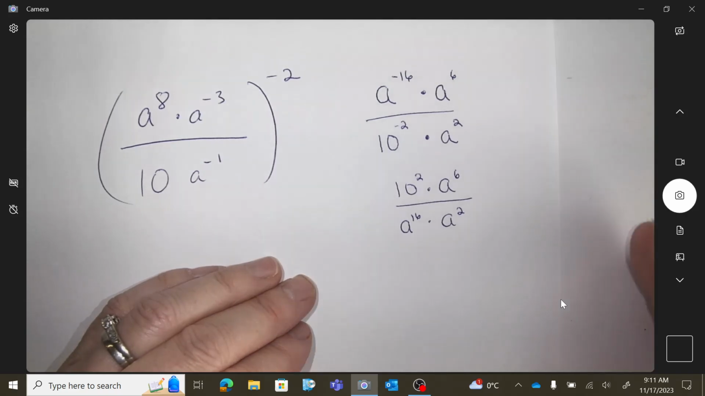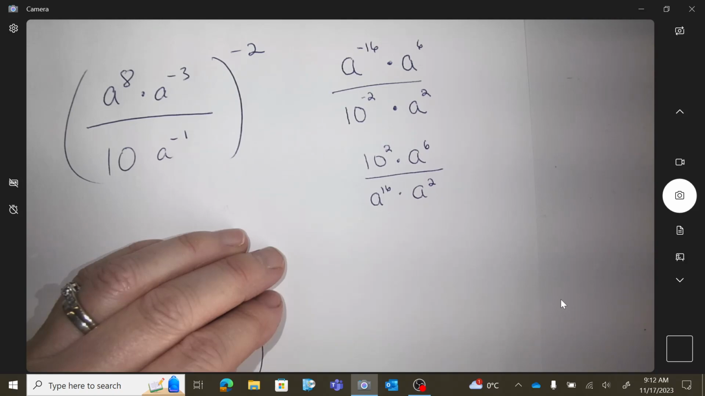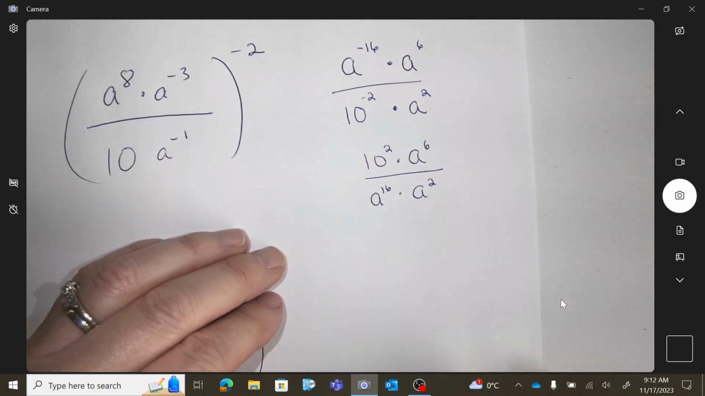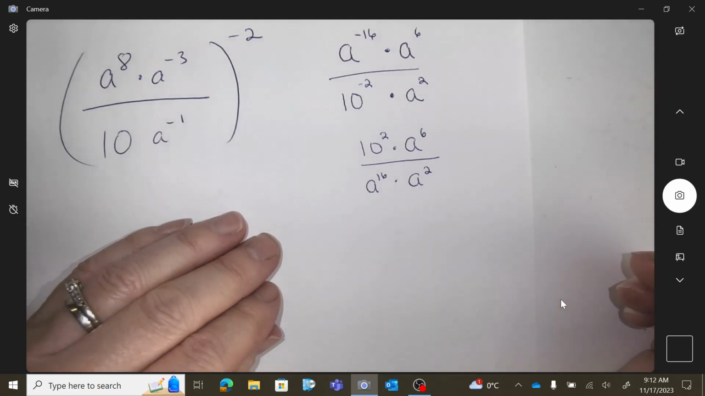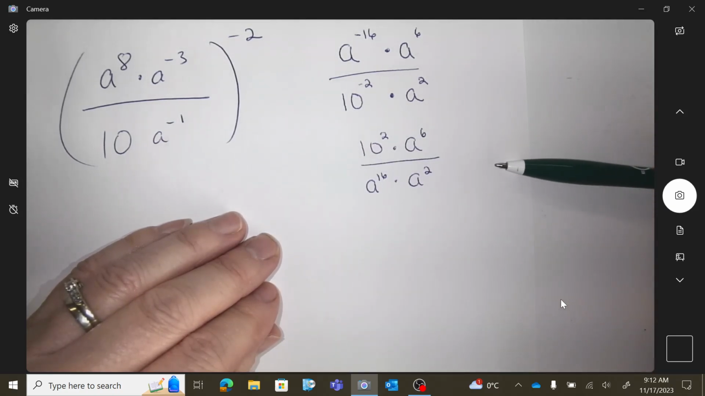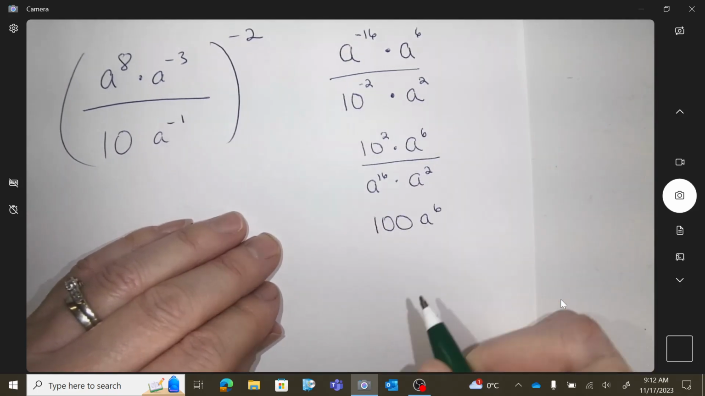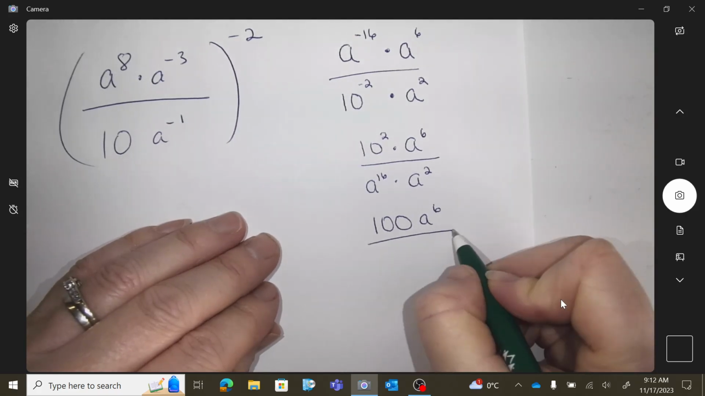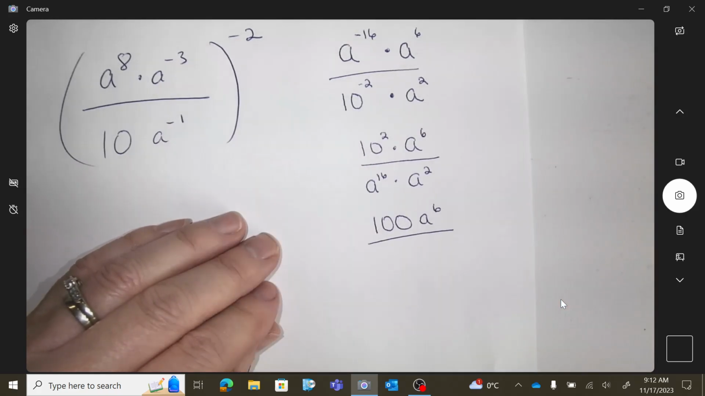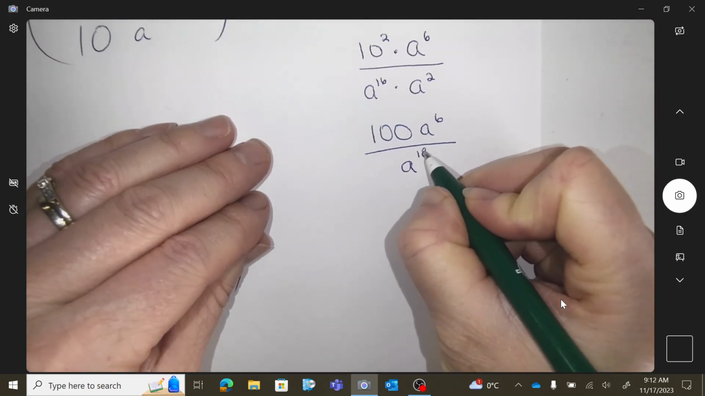So did you pick the right ones? There's two items that would have to move, right? Okay, we're good at this step. So 10 squared, you're going to do that. 100. 100A6 is the top. On the bottom, you're going to add exponents, right? A to the 18.